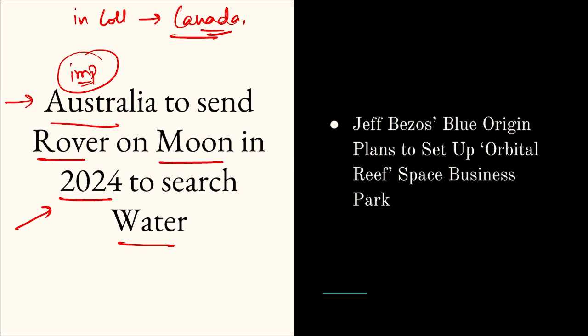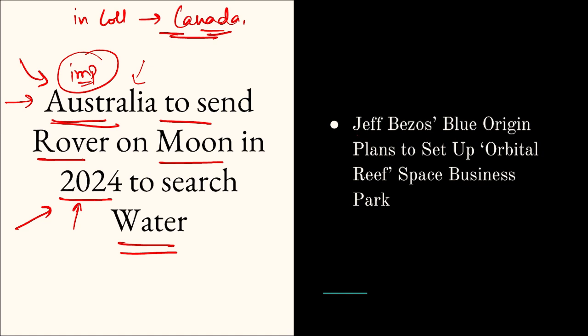It will be launched through a Hakuto lander made by iSpace, a lunar robotic exploration company based in Japan. So coming back, Australia has partnered with Canada, or directly important is Australia here. Which country will be sending their rover to moon by 2024 to search water there? It is Australia.